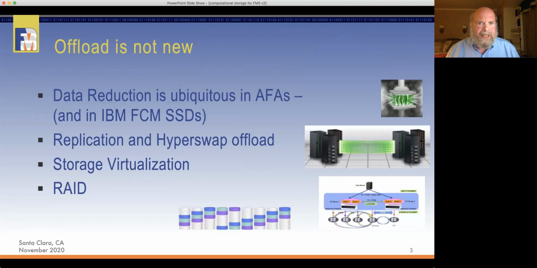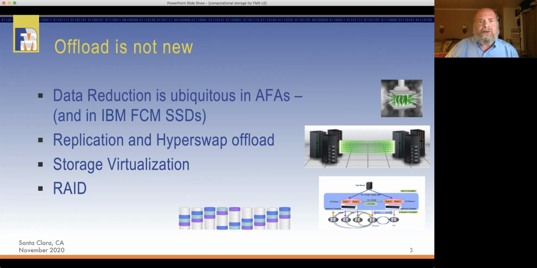That's the problem today. Now, the beauty of the solution is that offload's really not new. I mean, we've had offload really since almost the beginning of compute, and especially in the storage industry, and with all-flash arrays in particular, there is already a lot of offload.